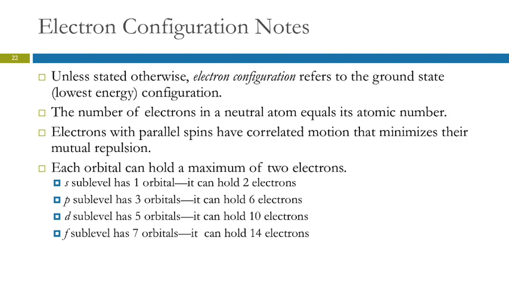The spin pairing of the electrons correlates their motion and minimizes their repulsion. If you want to know more about that, we can talk about it later.